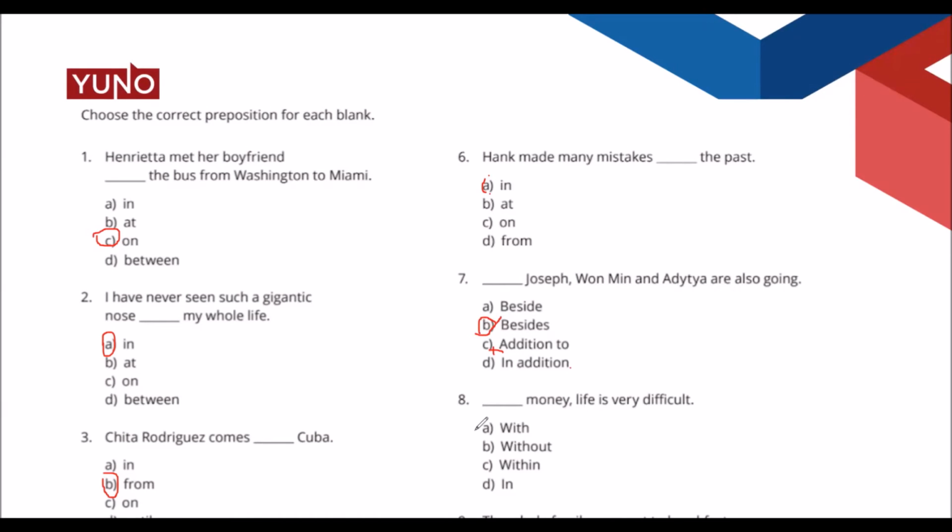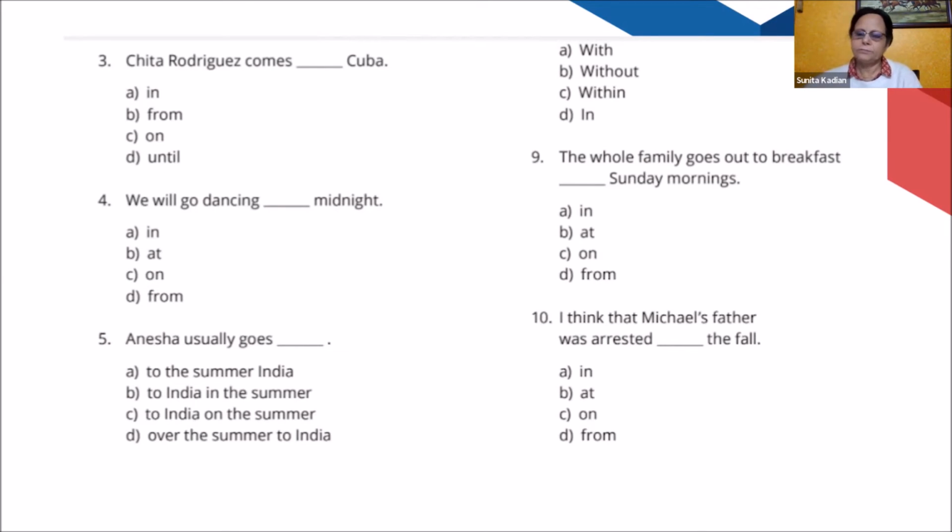Without money, life is very difficult. So that's why everybody's moving to Canada. Without a lot of money for your generation, life is difficult. We'll go dancing at midnight. Correct. We don't say in midnight. We don't say on midnight. We don't say from midnight. At midnight. Correct. Good.